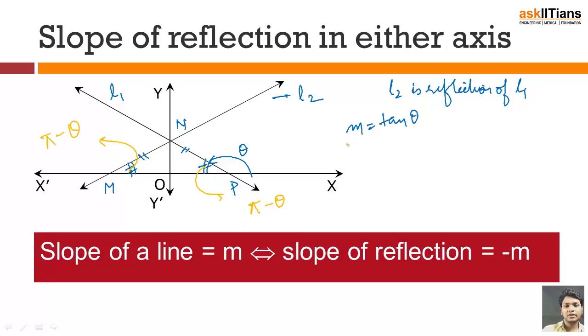So the slope of the line L2 will be nothing but tan of pi minus theta. And from the coordinate knowledge and trigonometry knowledge, I can say that this will be nothing but minus of tan theta, and that is minus of m. See how we get the proof that if the slope of a given line is m, then the slope of its reflection is going to be minus m.